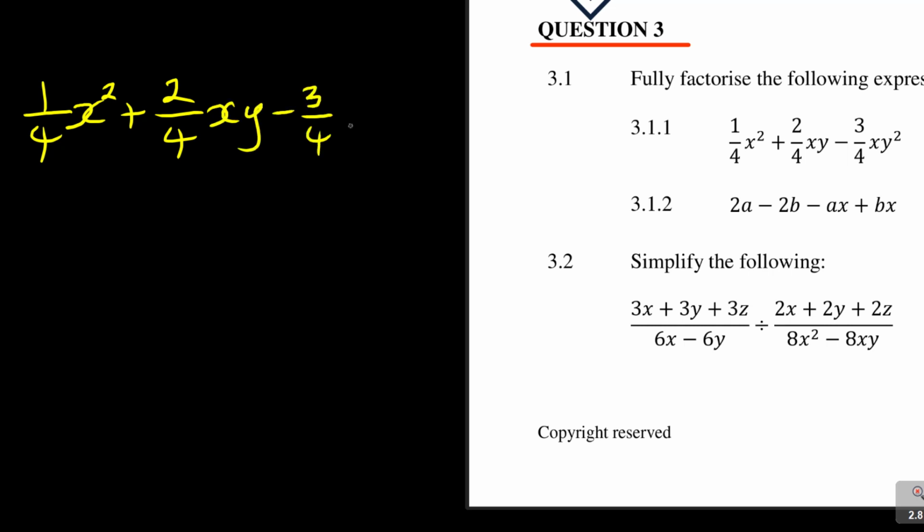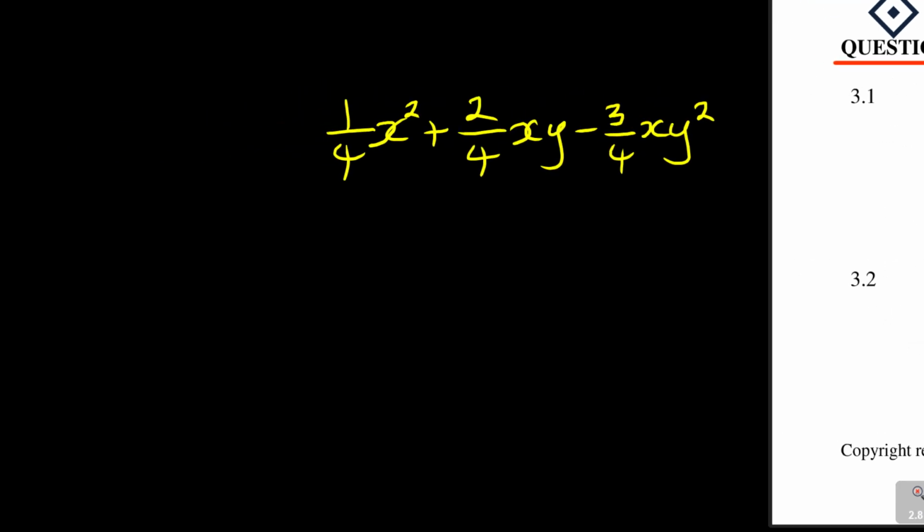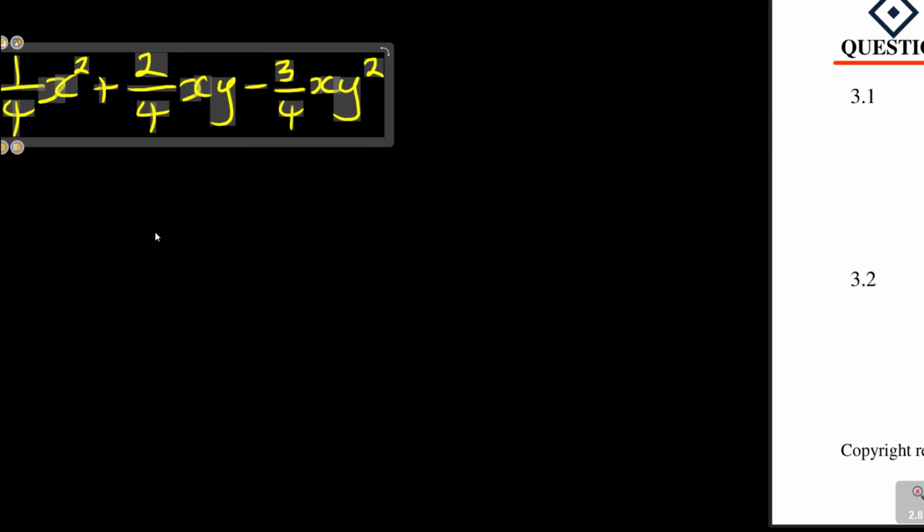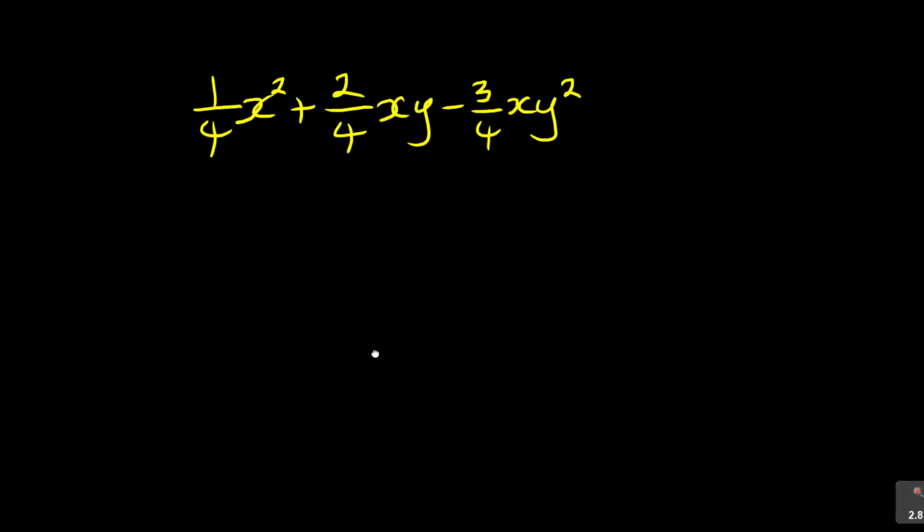Let's look at this. What do I have? I have 1 over 4 x squared, 2 over 4 xy minus 3 over 4 xy squared. The way I write my x, I don't like it. Maybe you've got a better one, please educate me. What did they say? Factorize. Do you know what factorizing means? It means look at the whole thing and tell us what is common and take it out. Take out what is common.